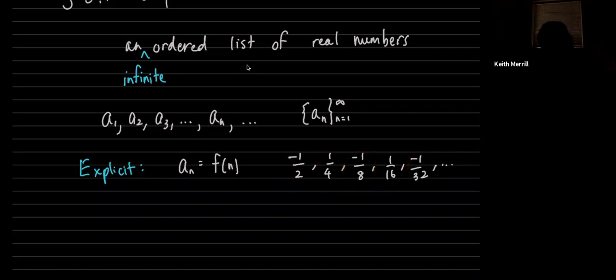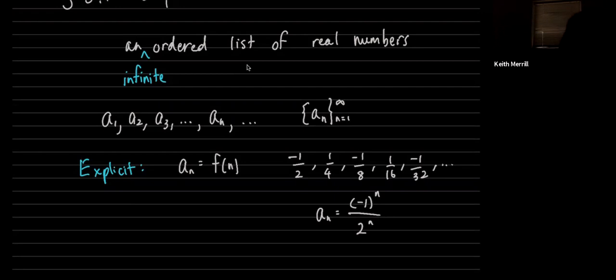Well, I notice the top is oscillating back and forth between -1, and it starts on a negative. So this looks like (-1)^n. And the bottom is getting multiplied by 2 each time. So this is going like 2^n. And this is indeed what a_n looks like.